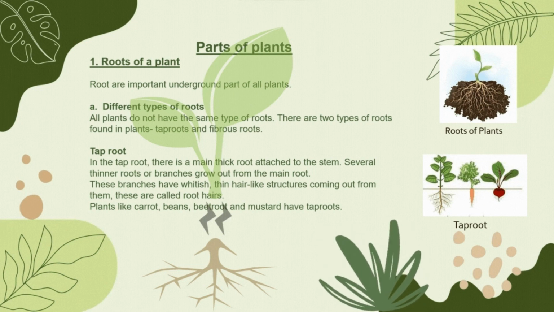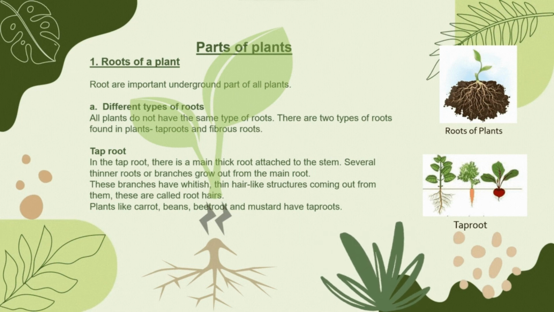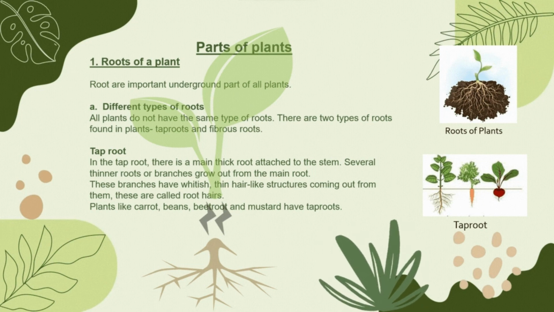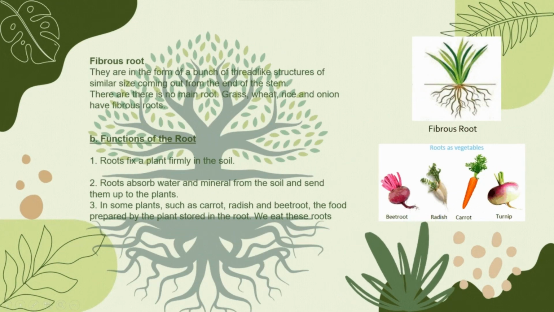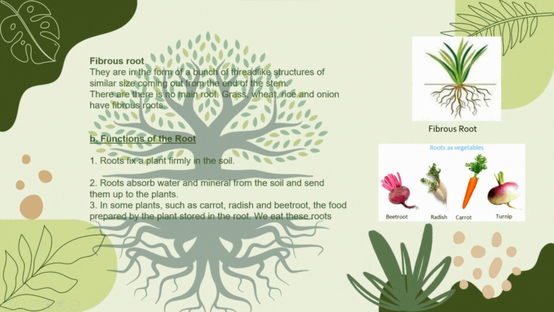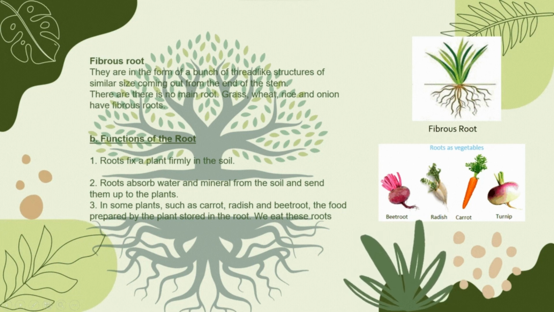These branches have whitish, thin hair-like structures coming out from them. These are called root hairs. Plants like carrot, beans, beetroot and mustard have taproots. Fibrous root. They are in the form of a bunch of thread-like structures of similar size coming out from the end of the stem. There is no main root. Grass, wheat, rice and onion have fibrous roots.